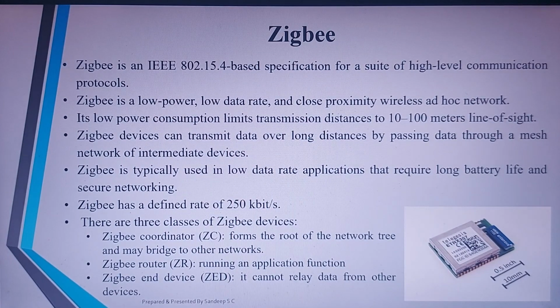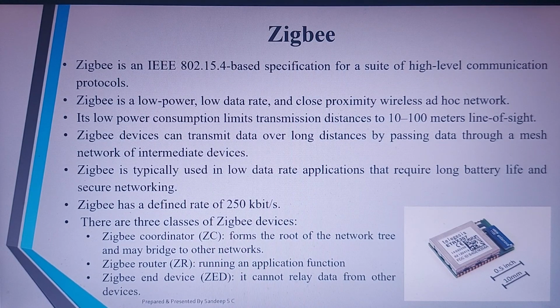Then another protocol we have is the Zigbee protocol. This is quite latest. It is again a format of the IEEE 802.15 protocol. It is a 802.15.4 based specification. It is also a high level communication protocol, but it is a low power communication. But again, the data rate is also low.